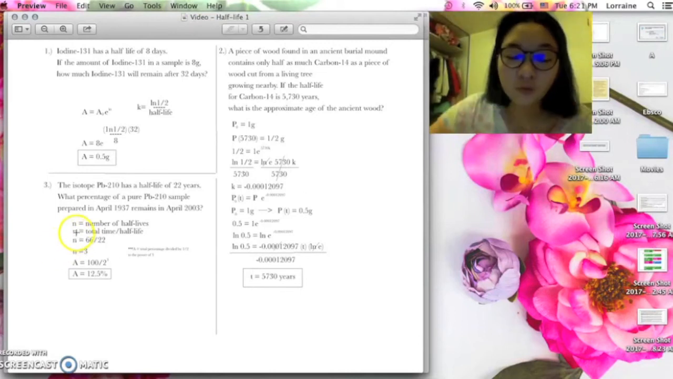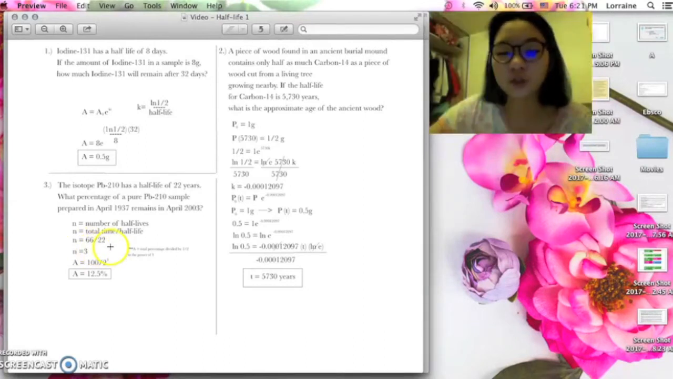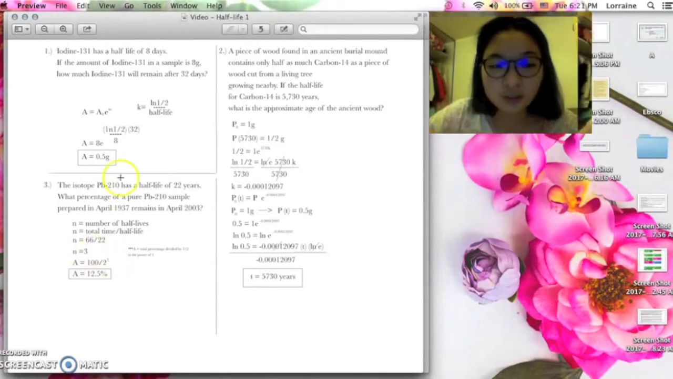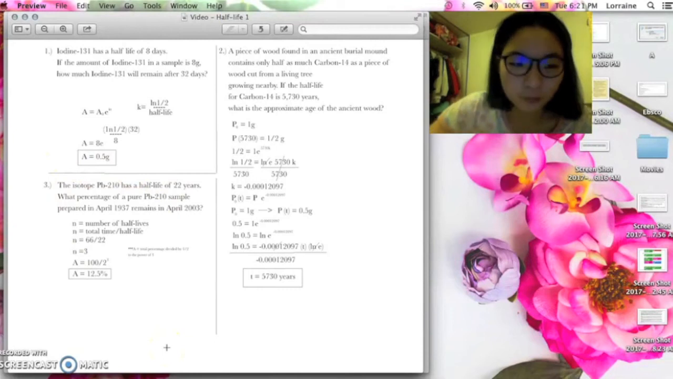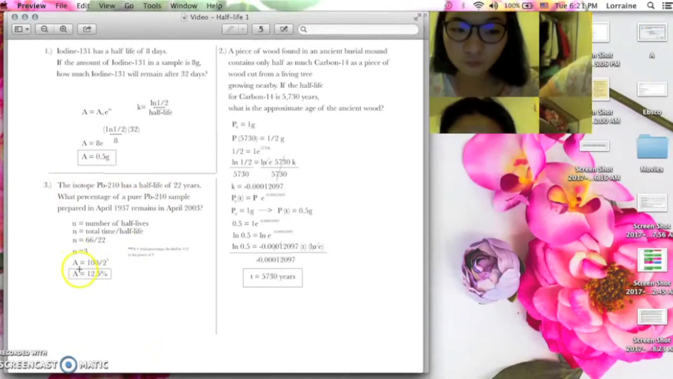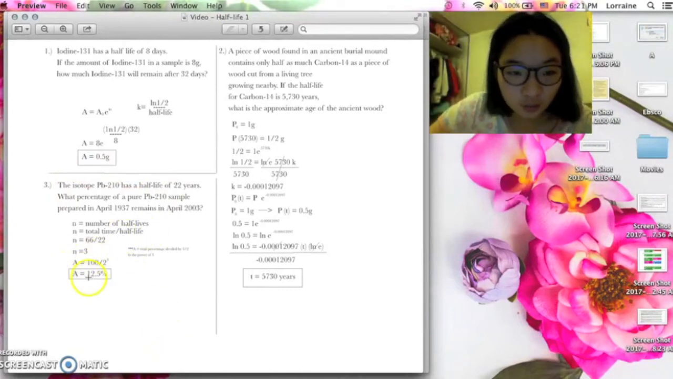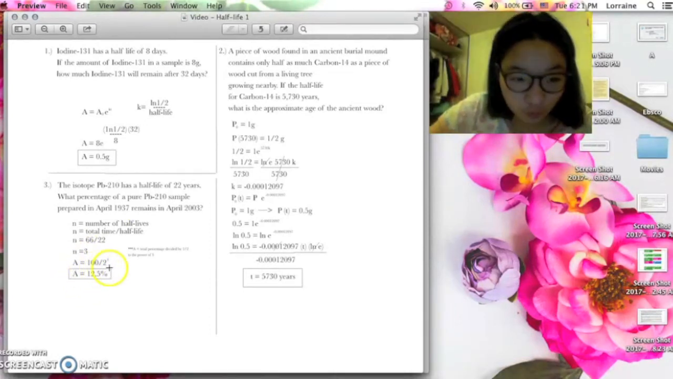So the equation for n goes this way: n equals total time over half-life. We just substitute. I don't think I should explain substitution to you since you've learned that in elementary and high school. So n equals 66 over 22, and that's n equals 3. And then this is a multi-step problem. After that, we equate that to A equals 100 over 2 exponent 3.